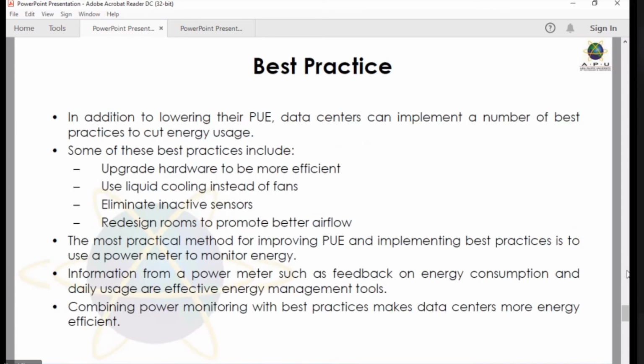And then best practice, in addition to lowering the PUE, data center can implement a number of best practices to cut energy usage. Some of the best practices include upgrade hardware to be more efficient. पुरानो सिस्टमहरूभन्दा नयाँ नयाँ सिस्टमहरू इम्प्लिमेन्ट गर्दै जाने. Use cooling liquid instead of fans. Okay, eliminate inactive sensors. त्यत्तिकै जुन हामीले युज गर्दैनौँ सेन्सर्सहरू, जुन जुन काममा काम गर्ने सेन्सर्सहरू, बिकज यु विल जस्ट वेस्ट एनर्जी. ओके, कुन कुन ठाउँमा चाहिने ठाउँमा मात्रै सेन्सर्स राख्ने र त्यो मात्रै युज गर्ने.